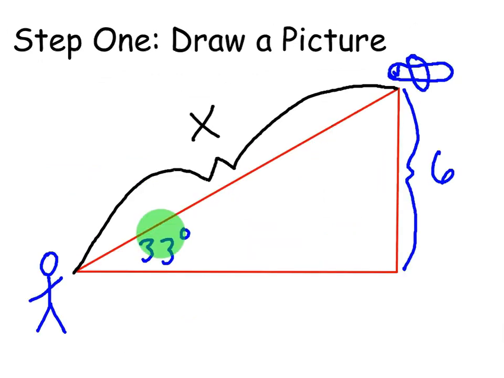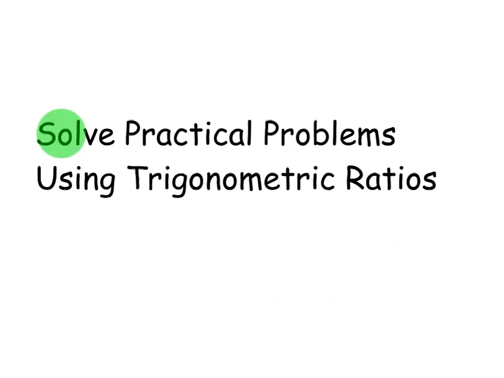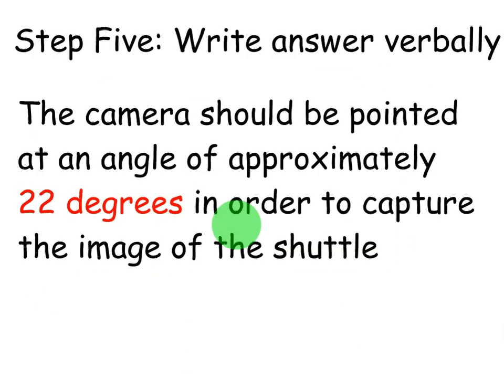Putting this back into context, we were figuring out how far away you are from the plane. That would be this hypotenuse, which is 11. Therefore, the observer is about 11 miles away from the plane. That's it. We've solved all of our practical trig problems, going through those 5 easy steps.